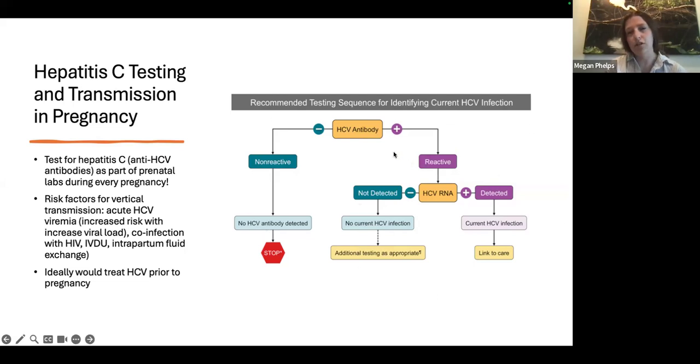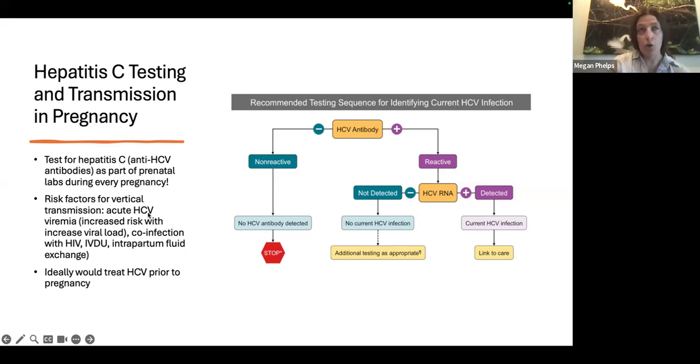This picture is from UW. You test with the hep C antibody. If it's negative, then you can stop, unless of course they're at risk and in a window period, in which case you would maybe want to check an RNA. But if their antibody is positive, then you move to the viral load or the RNA. If it's not detected, they don't have a current hep C infection. If they have a positive antibody and a positive viral load, then they have active hepatitis C viremia.